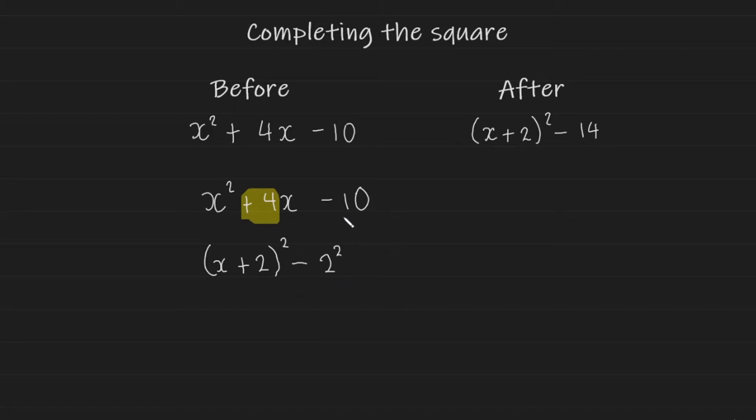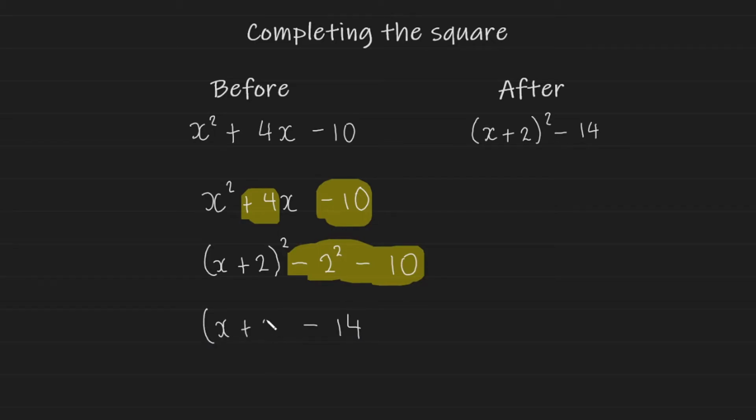Okay, the next step is to take your negative 10 and bring it down to the side. You then simplify the right-hand side of the completed square form. So this is going to give us 2 squared, which is 4. Negative 4 minus 10 gives us minus 14. And then we write the left-hand side as normal. And there you have it. You have completed the square.